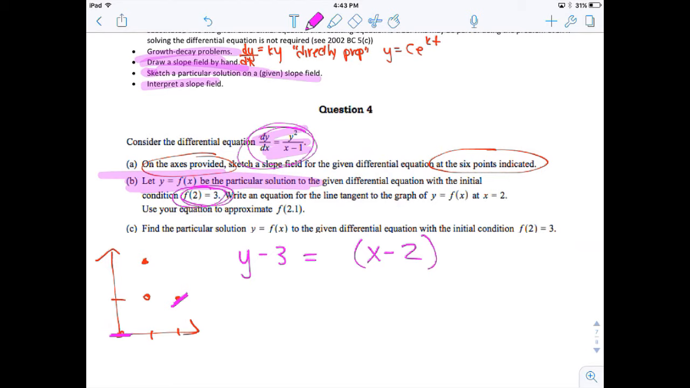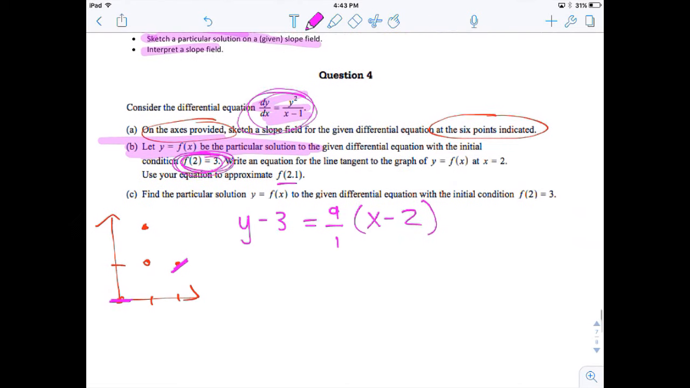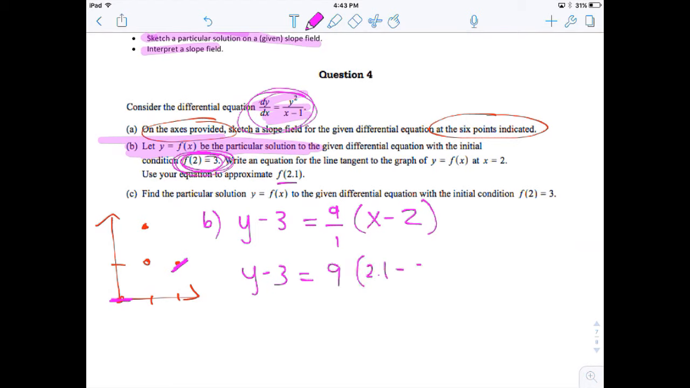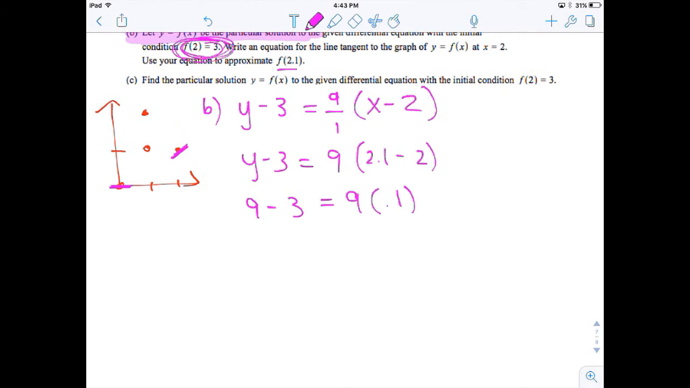And use this to approximate y at 2.1. So y minus 3 equals 9 times 2.1 minus 2. Or y minus 3 equals 9 times 0.1, sorry. So y equals 3 plus 0.9, or 3.9. You don't have to do that. You could leave it as 3 plus 9 times 2.1 minus 2, and that would be correct.